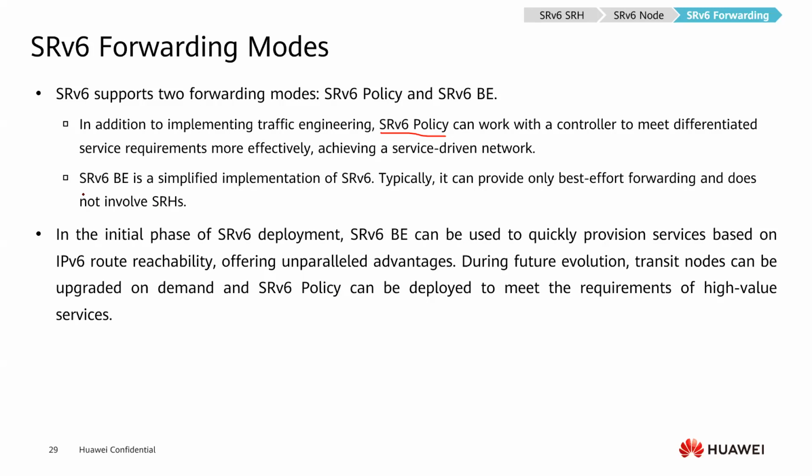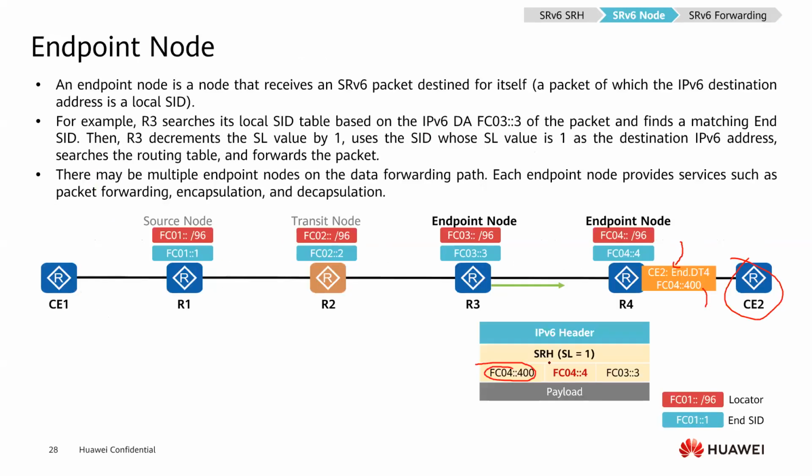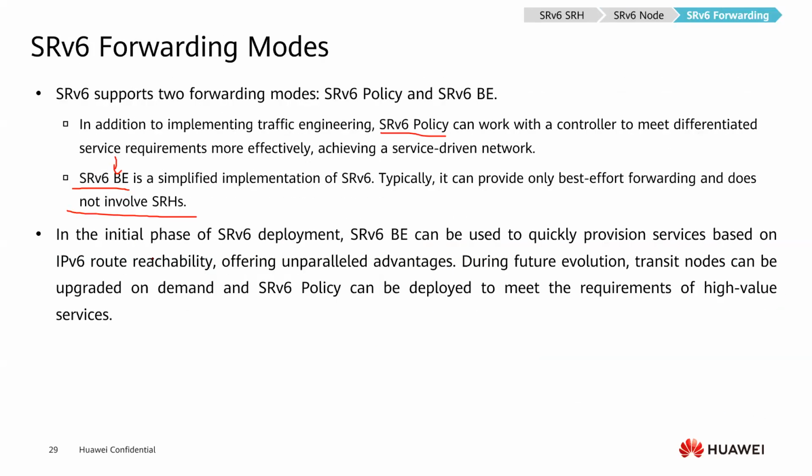And another is SRv6 BE. It is a simplified implementation of SRv6. It can only provide best effort forwarding and does not involve SRH. For SRv6 BE, they do not have an SRH header. It's just like LDP.